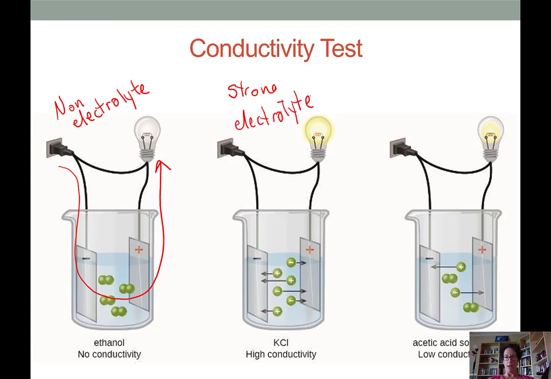On the right-hand side, we're seeing the example of a weak electrolyte, acetic acid. So this is the acid that is part of vinegar. And acetic acid, when it dissolves, will only dissolve partially. So we see there are some ions in there, but there's also intact molecules. So our light bulb does light up, but not as brightly as with our strong electrolyte.